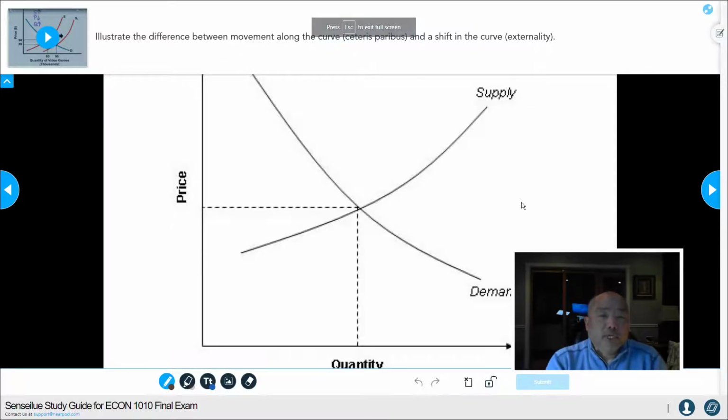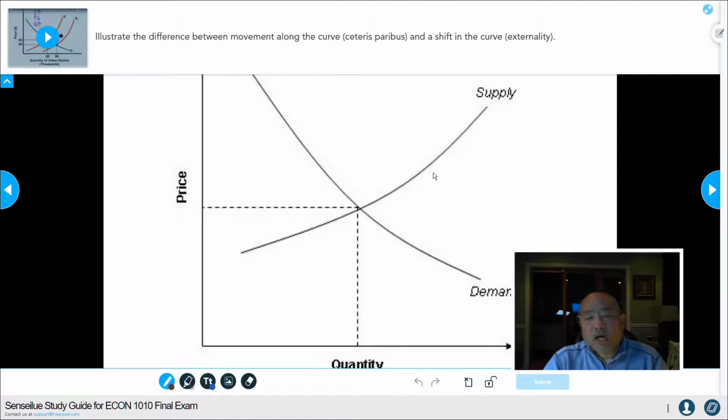Illustrate the difference between movement along the curve, or ceteris paribus, and a shift in the curve. So movement along the curve is simply because of a price change, right? We know that there's an inverse relationship between price and quantity demanded. Lower prices increase the quantity demanded. So that's movement along the curve.